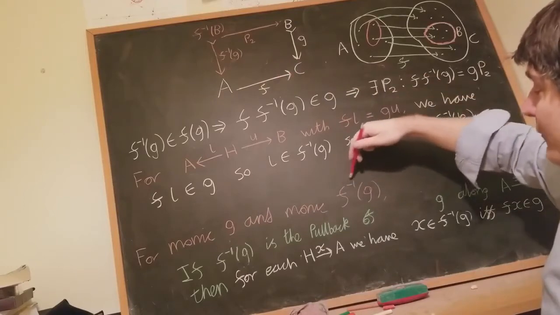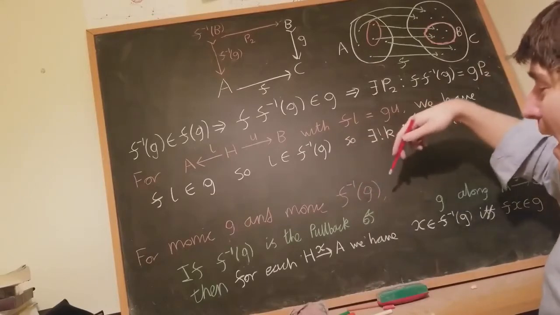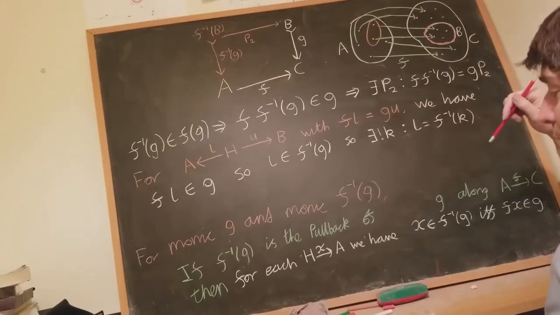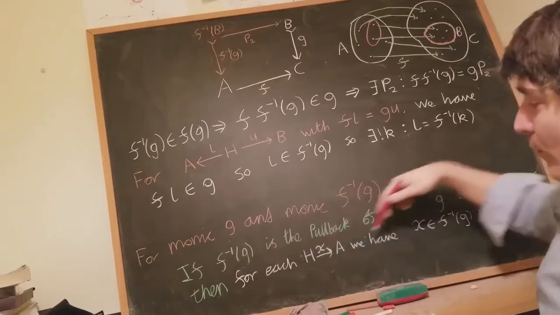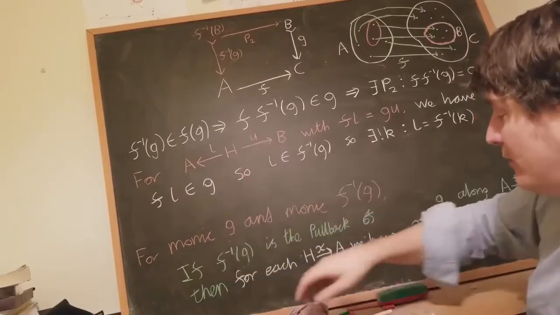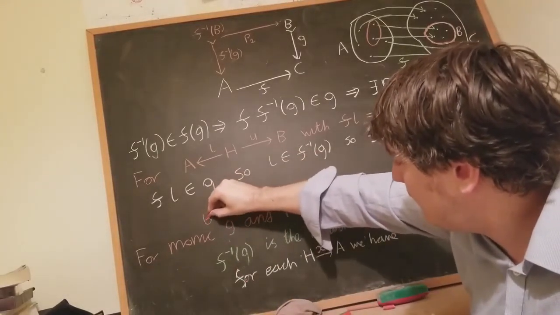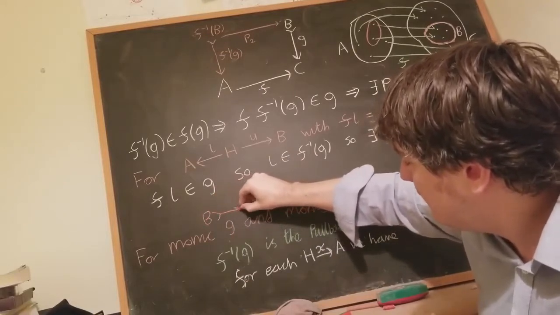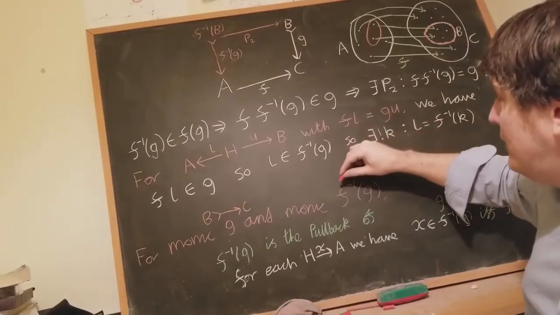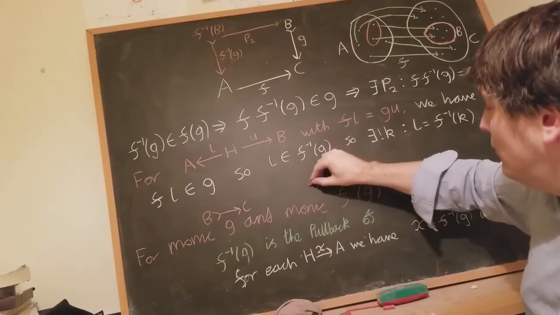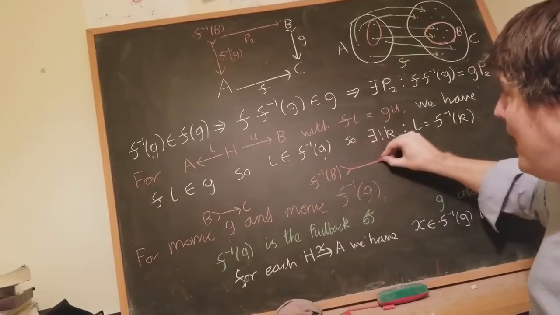Remember, this f to the minus 1 of g is nothing but notation. I could have called this alpha or anything. So what I now want to show is that this statement in white implies this statement in green. So what I want to show is that for a monic g going from some object B to C, and for a monic, which I'm just calling f to the minus 1 of g, which let's say goes from some object I'll call f to the minus 1 of b, again, I could call this anything, but whatever, it goes from that to A.